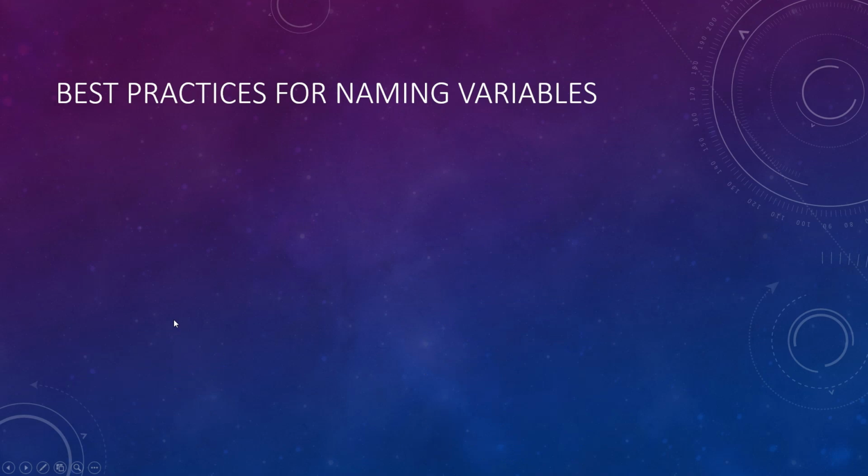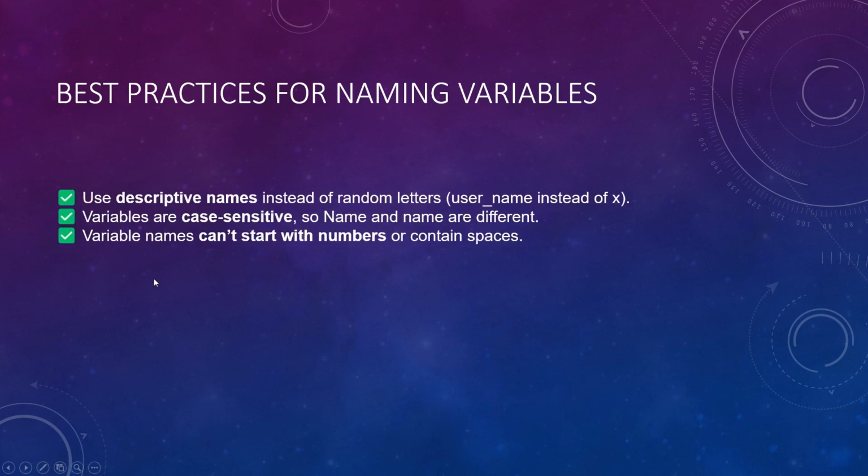Alright, before we wrap up, let's talk about some best practices for naming variables. Python has some simple rules to follow. The first one is use descriptive names instead of random letters, like username instead of x or abc. Variables are case sensitive, so name with capital N and name with small n are different. Variable names cannot start with numbers or contain any spaces.